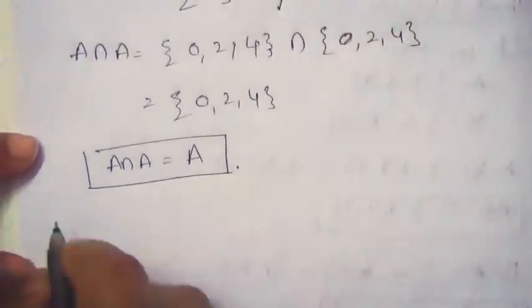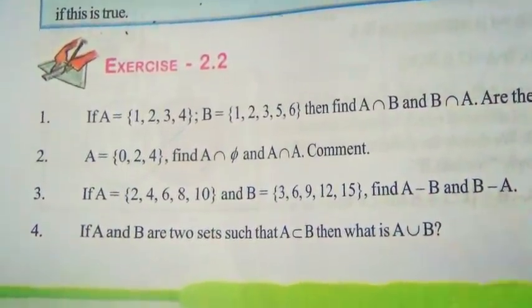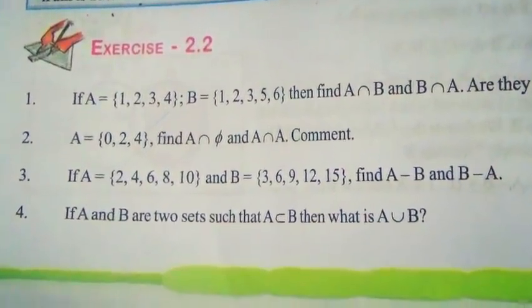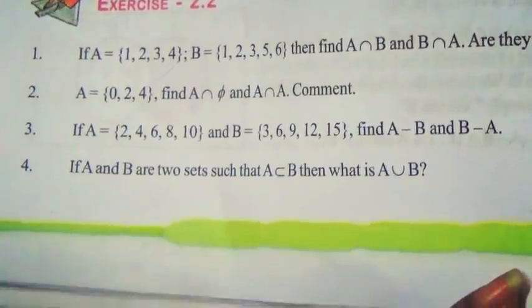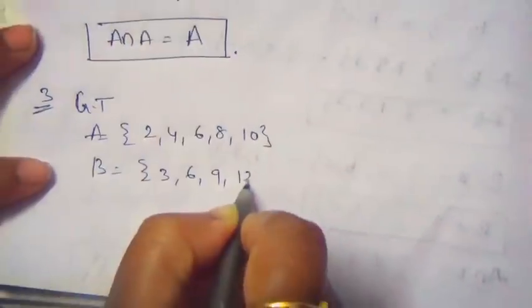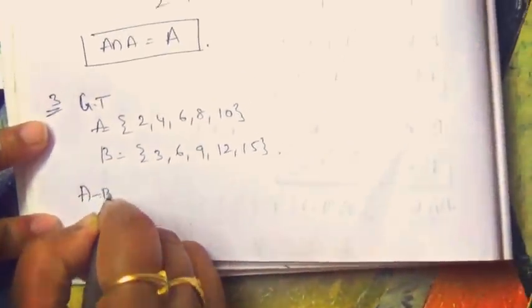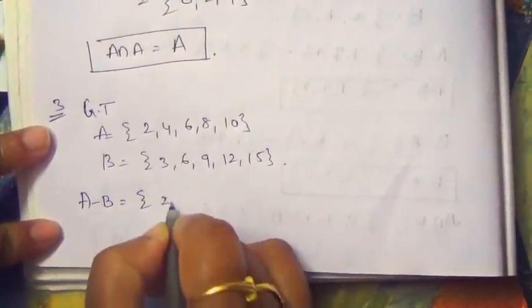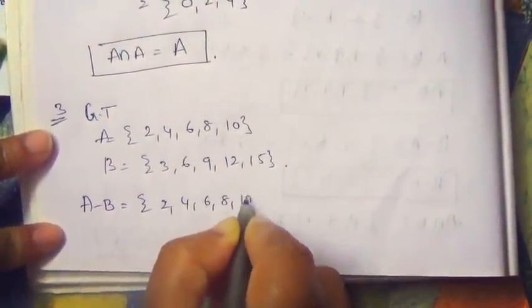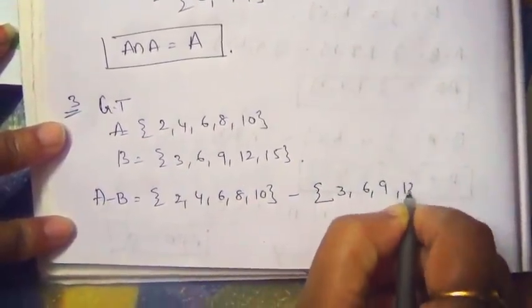Okay. Next, third one. So here two sets were given. We have to find out A minus B and B minus A, right? So given that A is equal to {2, 4, 6, 8, 10} and B is equal to {3, 6, 9, 12, 15}. Okay, we have to find out A minus B. What is A? {2, 4, 6, 8, 10}, minus B, which means {3, 6, 9, 12, 15}.